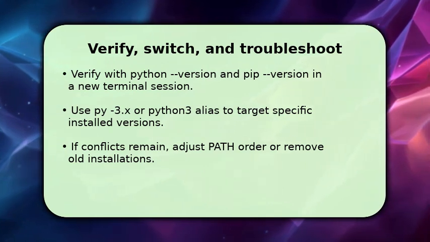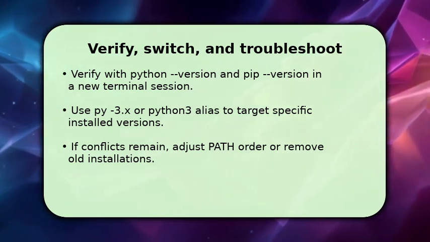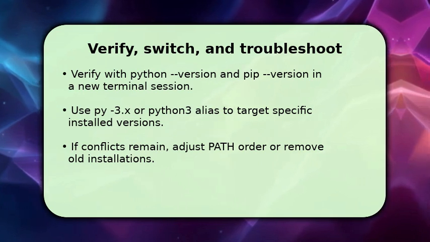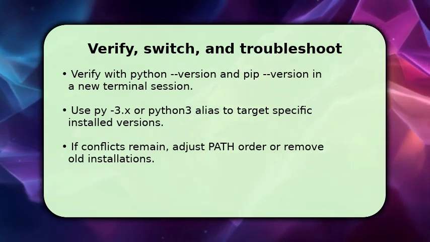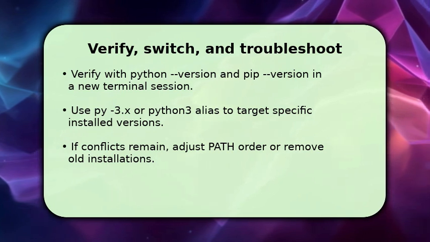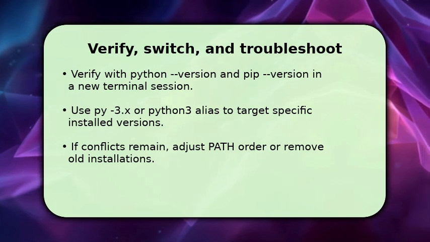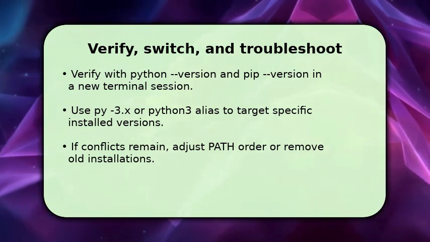Use py -3.x to explicitly launch a specific installed release if multiple exist. If scripts still invoke an old build, make sure the new Python's directory appears before older entries in the PATH environment variable, or uninstall prior versions via Settings.